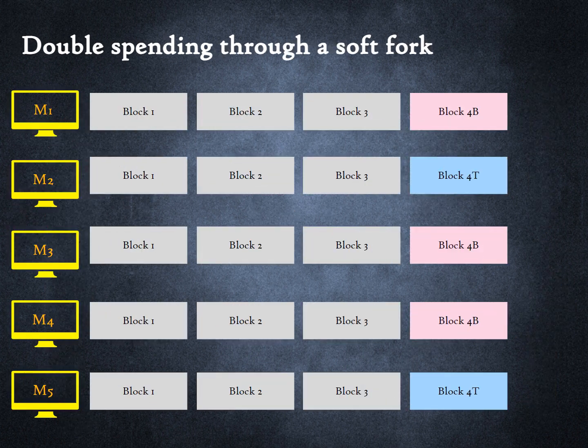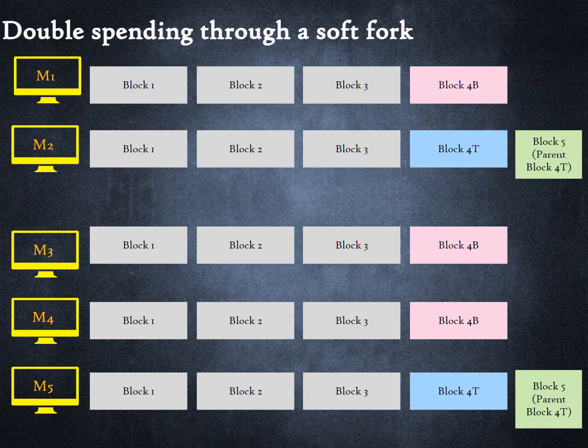Next, block 5 is mined by Node 5. Node 5 thinks that block 4T is the last mined block. Hence, it mines block 5 referencing block 4T as parent and propagates the block to all nodes. When block 5 arrives at node 2, there is no problem. It is just added to the blockchain. But nodes 1, 3 and 4 were expecting block 4B to be the parent of block 5.